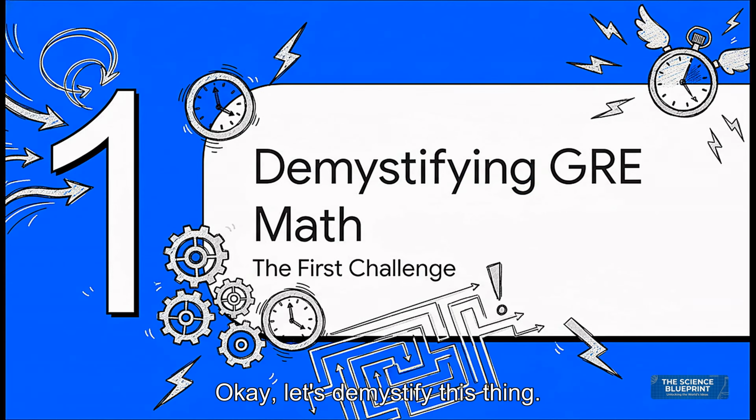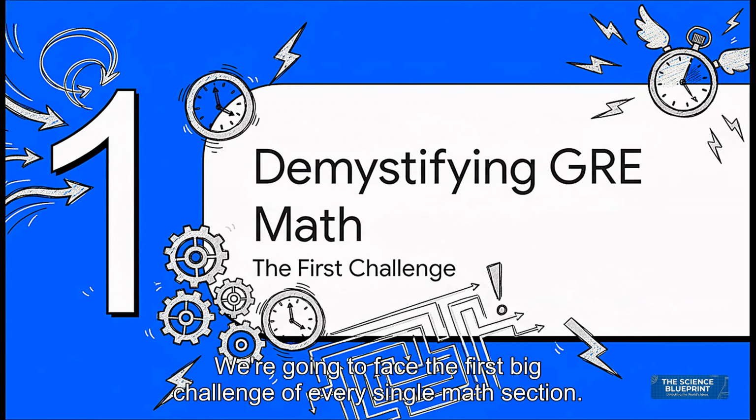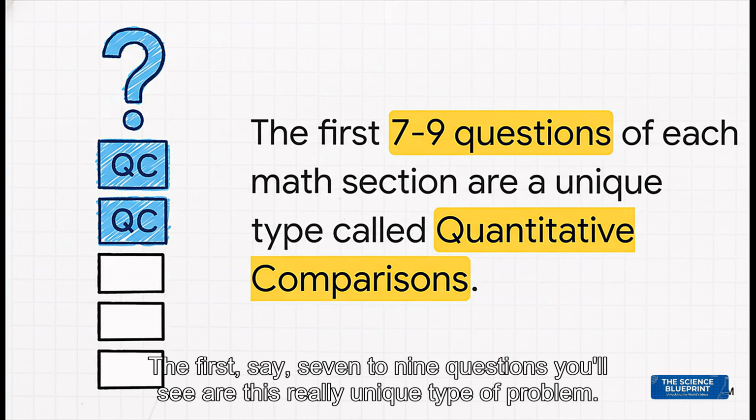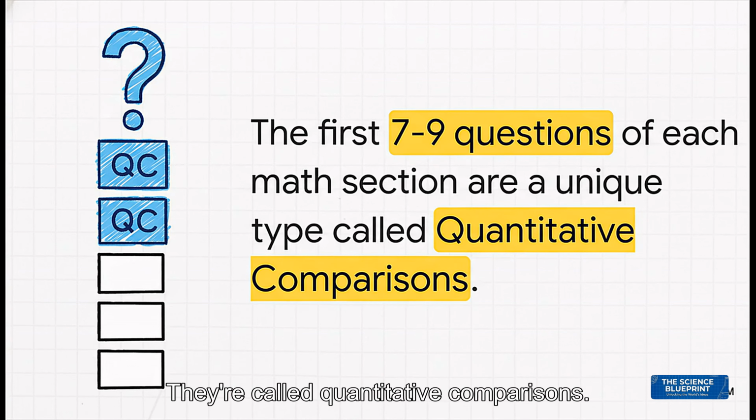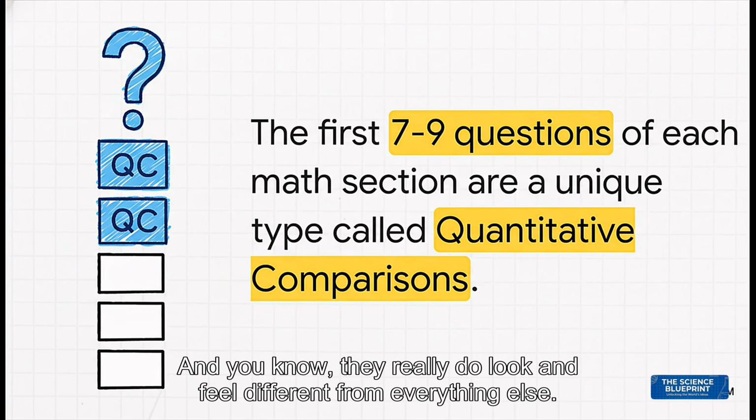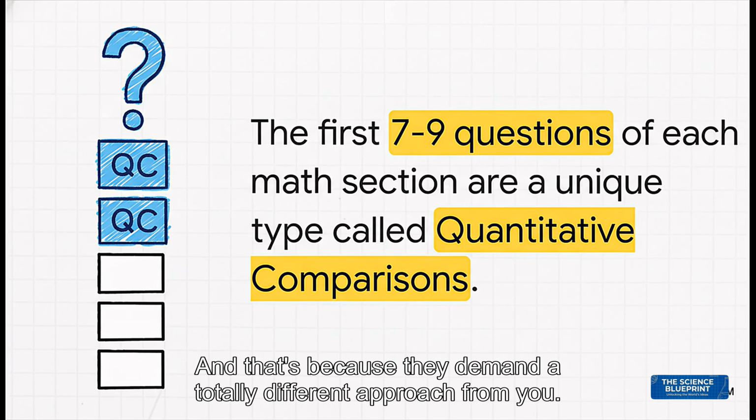Okay, let's demystify this thing. We're going to face the first big challenge of every single math section. And here it is. The first, say, 7 to 9 questions you'll see are this really unique type of problem. They're called quantitative comparisons. And they really do look and feel different from everything else, and that's because they demand a totally different approach from you.